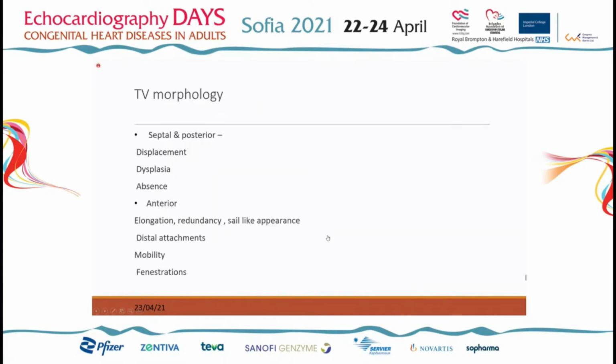The tricuspid valve morphology is very important. We look at the septal and posterior leaflets, which could show displacement, dysplasia, or absence. The anterior leaflet could be elongated, redundant, sail-like in appearance, with distal attachment, reduced mobility, and fenestration of the anterior leaflet.